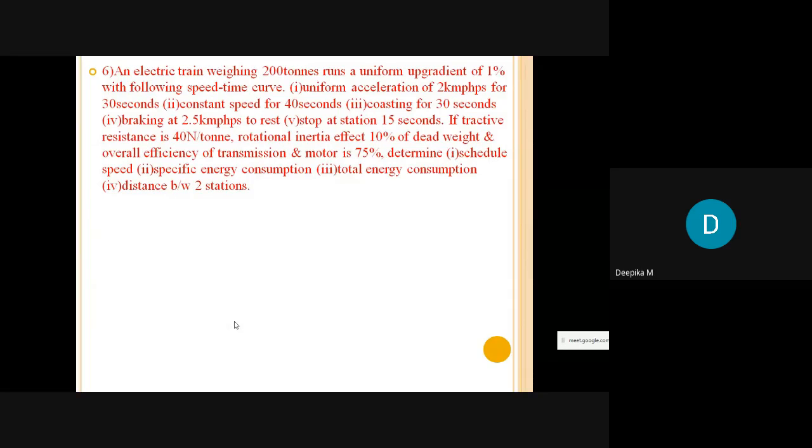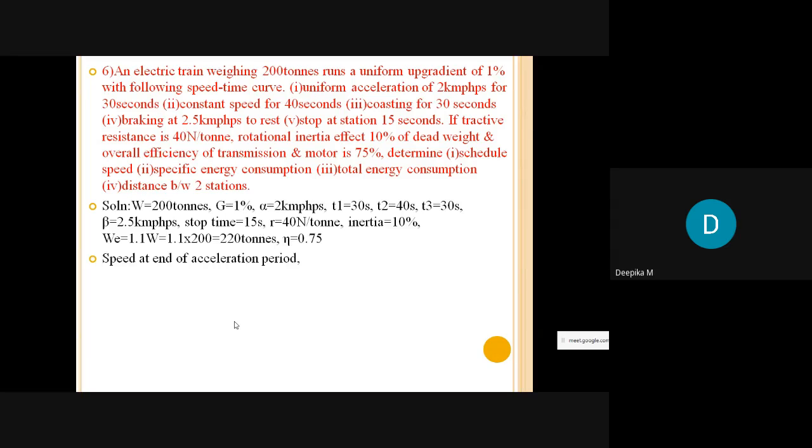That is, an electric train weighing 200 tons runs up a uniform gradient of 1% with the following speed time curve. Uniform acceleration of 2 km per hour per second for 30 seconds, constant speed for 40 seconds, coasting for 30 seconds, braking at 2.5 km per hour per second to rest, stop at station 15 seconds. If tractive resistance is 40 Newton per ton and the rotational inertia effect is 10% of dead weight and overall efficiency of transmission and motor is 75%, determine schedule speed, specific energy consumption, the total energy consumption and the distance between the stops. So let us list out the data.